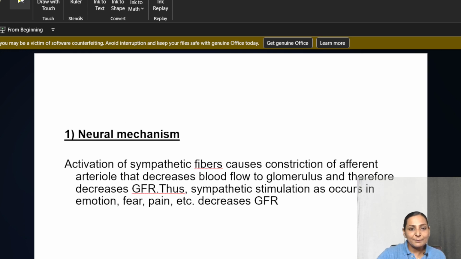So in neural mechanism, you will have to write sympathetic stimulation. Activation of the sympathetic fibers causes constriction of the afferent arteriole. This is going to decrease the blood flow to the glomerular capillaries, and this is going to decrease GFR. Whenever there is sympathetic stimulation, let it be emotions, pain, fear, or exercise, there is going to be a decrease in GFR.